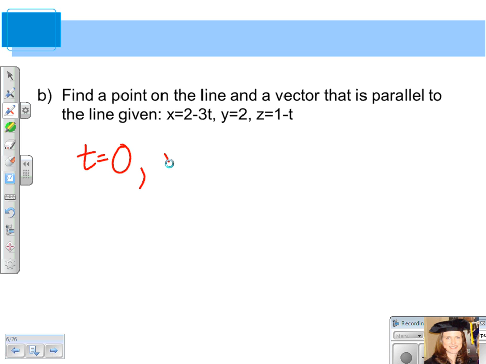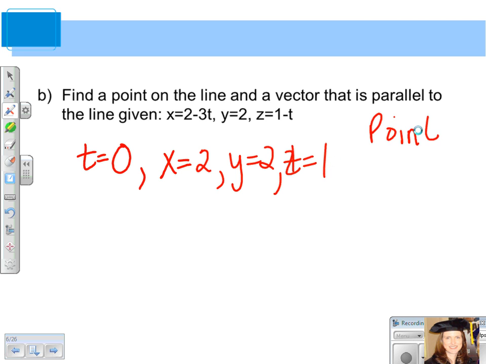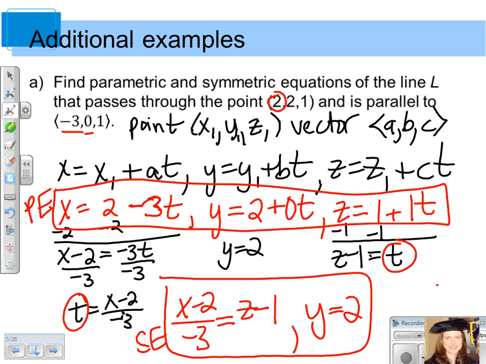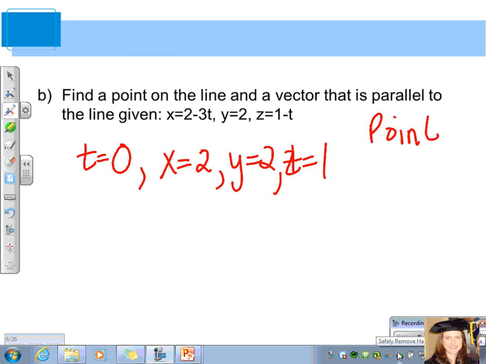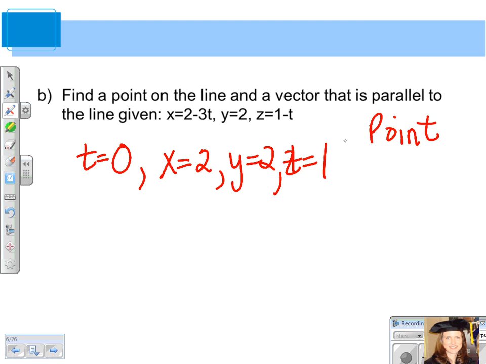When t is equal to 0, you plug t into the parametric equations, and you have x equals 2, y equals 2, and z equals 1. So one point on the line given by these parametric equations is the point 2, 2, 1. That's a point that's on the line, and that is the point that corresponds to t equals 0.